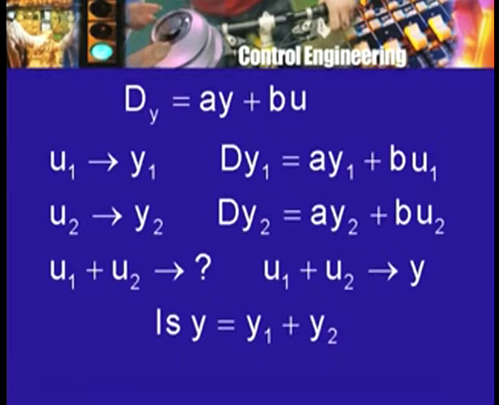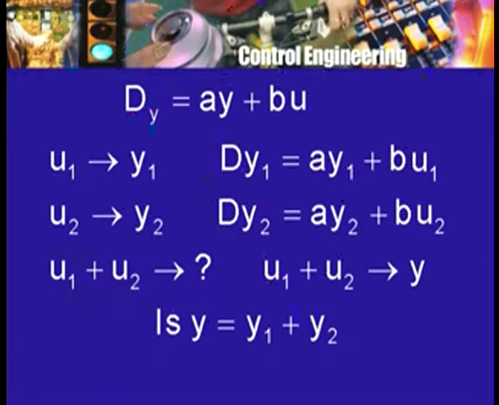For an input u2, suppose the output is y2; therefore, dy2 must be equal to a y2 plus b u2. So, u1, u2 are two inputs for which the corresponding outputs are y1, y2, and these inputs and outputs satisfy these two equations. Now we think of an input which is the sum of the two inputs, u1 plus u2.